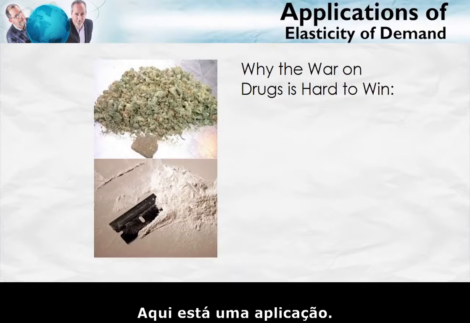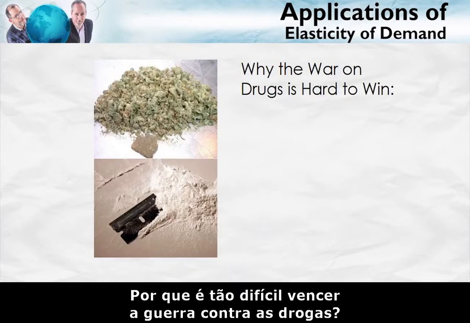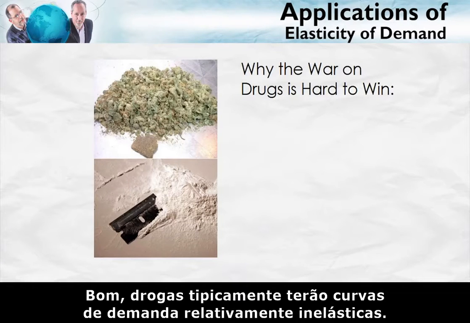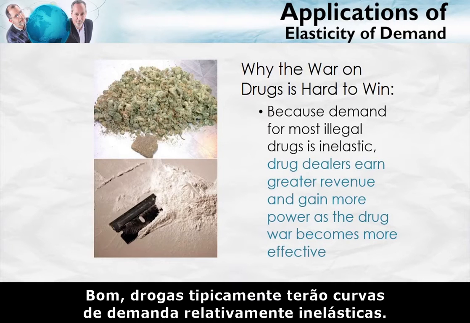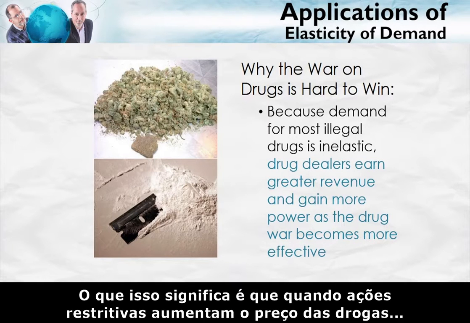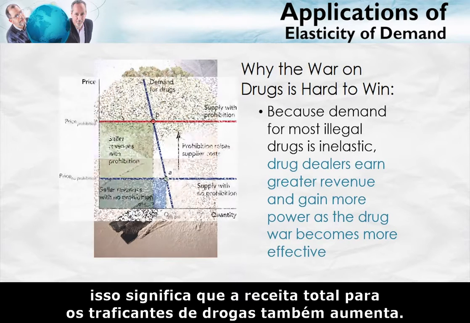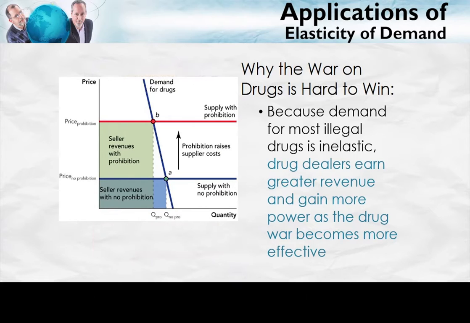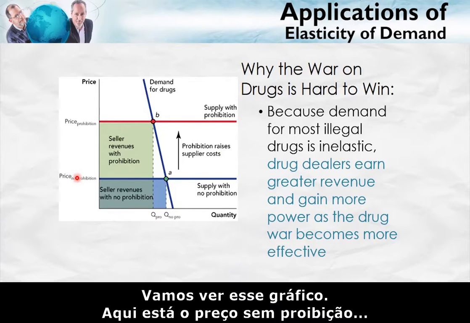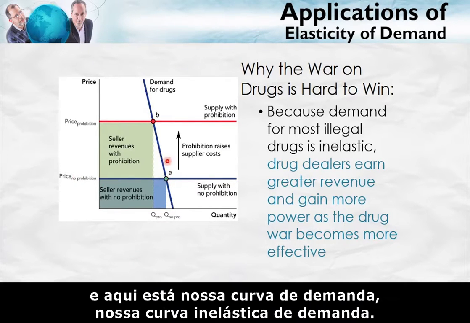Here's an application. Why is the war on drugs so hard to win? Well, drugs are typically going to have a fairly inelastic demand curve. What that means is that when enforcement actions raise the price of drugs, make it more costly to get drugs, raising the price, that means the total revenue for the drug dealers goes up. So check out this graph. Here's the price with no prohibition. Here's our demand curve, our inelastic demand curve.